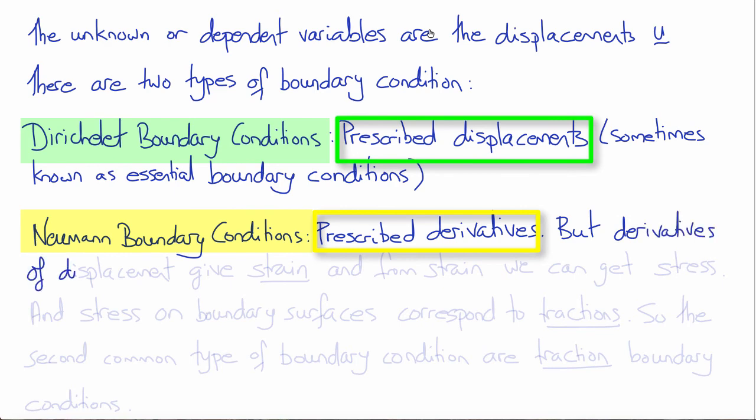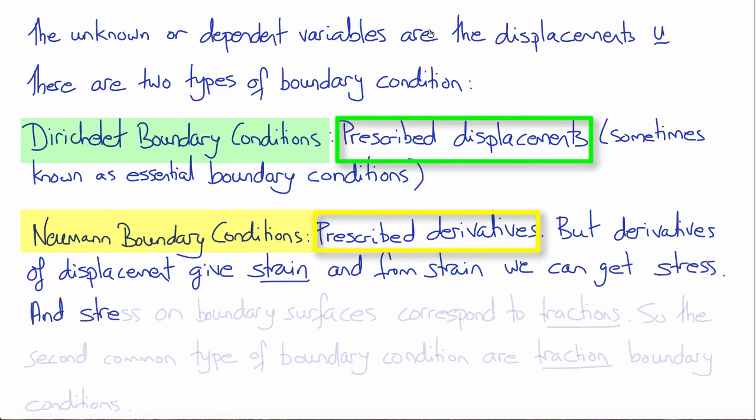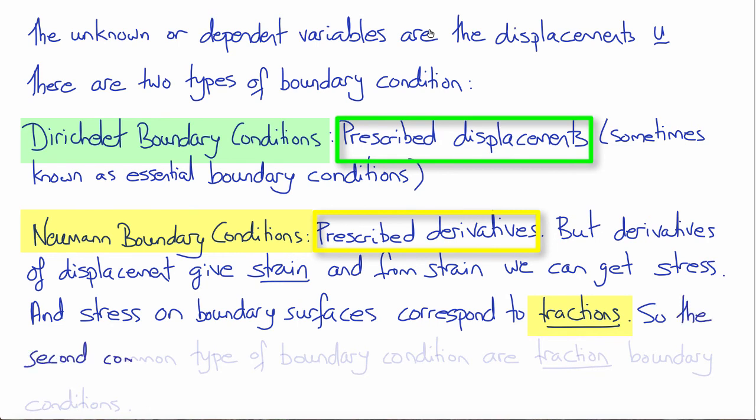Now, the second type of boundary conditions are the Neumann or derivative boundary conditions. So these would be prescribed values of the derivatives of u. Occasionally, these would be the boundary conditions, but the derivatives of displacement give the strain, and from the strain, we can get the stress via the constitutive law. And stresses on the boundary surfaces correspond to tractions. So the second type of boundary condition that is typically found in these problems are traction boundary conditions. Mathematically, these are derivative boundary conditions, but physically, these would be traction or force boundary conditions.